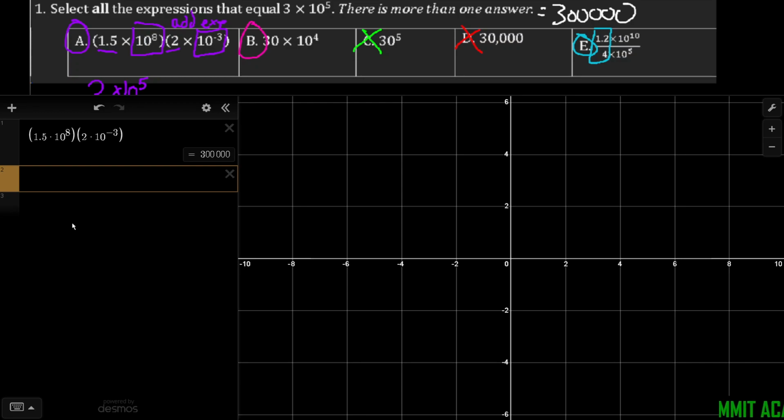Or if I want to try that last one for E, again, hit your fraction first. So now I have 1.2 times 10 to the exponent of 10, and in my denominator, I have 4 times 10 to the exponent of 5.